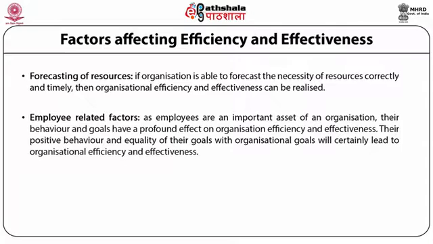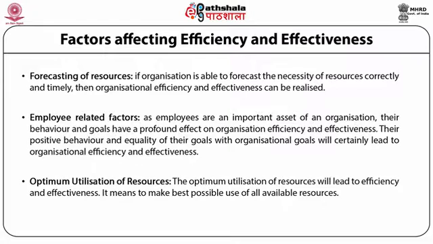As employees are an important asset of an organization, their behavior and goals have a profound effect on organizational efficiency and effectiveness. So their positive behavior and equality of their goals with organizational goals will certainly lead to organizational efficiency and effectiveness. The last but not the least factor which affects organizational efficiency and effectiveness is optimum utilization of its resources. The optimum utilization of resources will lead to efficiency and effectiveness. Optimum utilization means to make best possible use of all its available and limited resources.